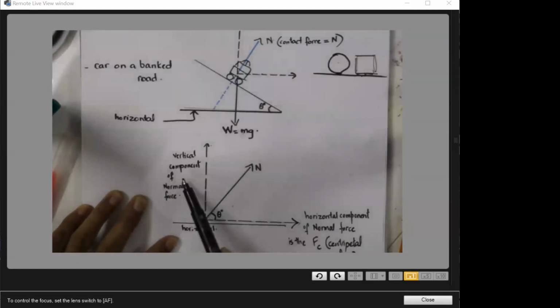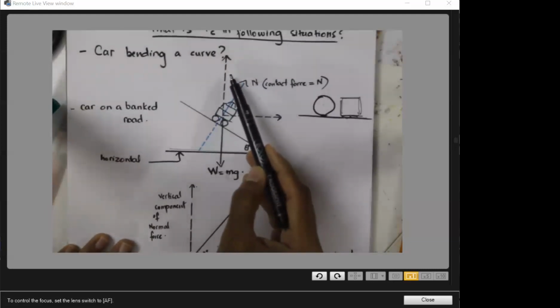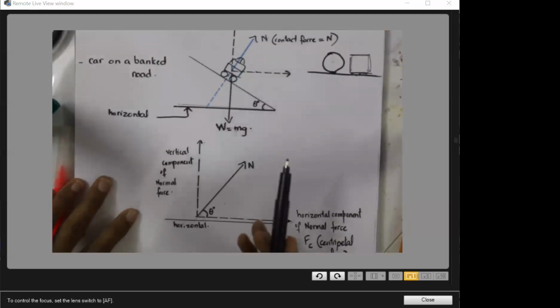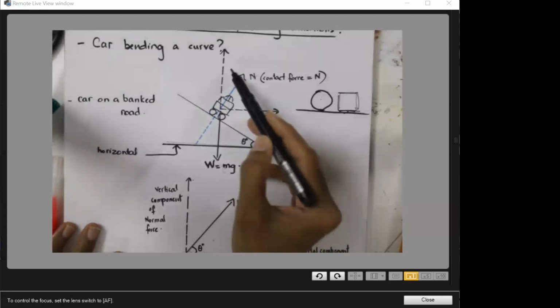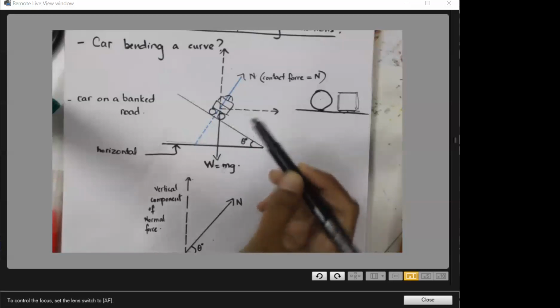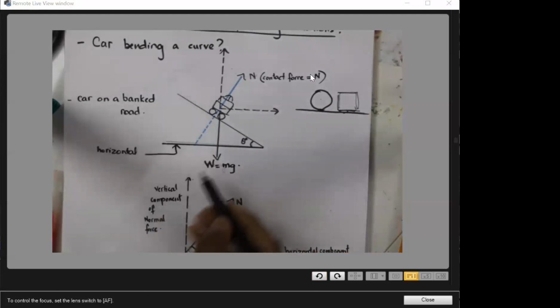What about the vertical component of the normal force? What's happening to that? Yes, Sidra? Come on, use your common sense. I'm giving you a hint. It's going down. Speak louder, beta. Change to weight? Yes, what did you say? Beta, it is cancelled by the weight.